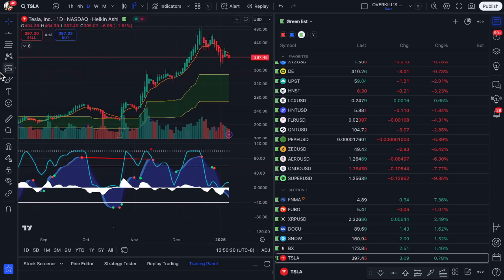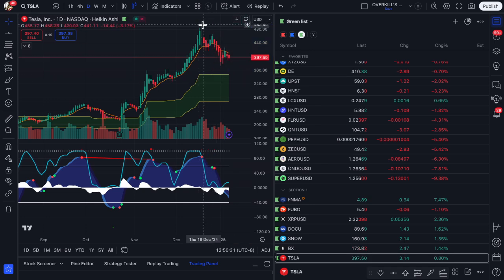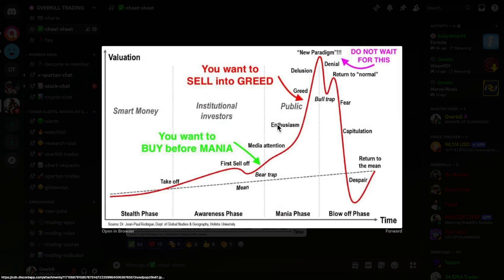Also, what you want to pay attention to is how far off of the golden zone we are. So Tesla's sitting at a 30% premium, right? And when I say a 30% premium, I just mean it's 30% off of the golden zone. Remember, the golden zone is our mean now, guys. The golden zone is our mean. I know we used an EMA in the past, but now we are using the golden zone. Okay, the mean.